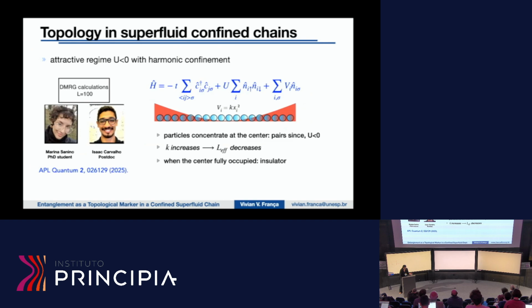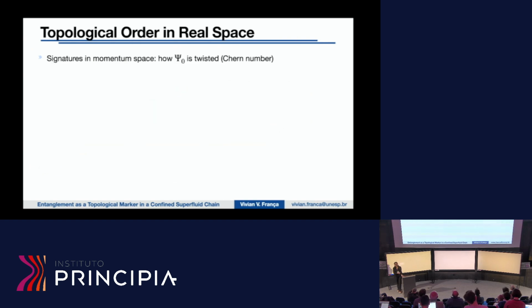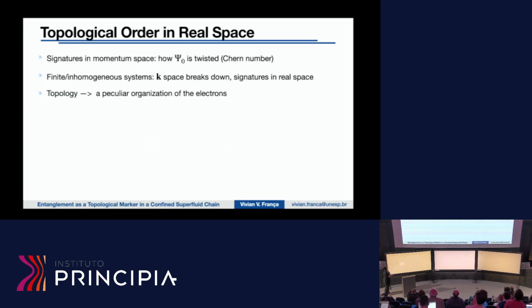Okay, so that's the main idea. So now how can we try to see whether we do have some topological stuff in this process? Of course, clearly in our case, we cannot address some of the typical signatures for topological phase due to the inhomogeneities. So we have to find a way to find signatures in real space. And clearly, there was this idea that, in principle, I could find a way to understand a different or peculiar organization of the electrons in this system in real space, and I could try to find signatures of this somehow.